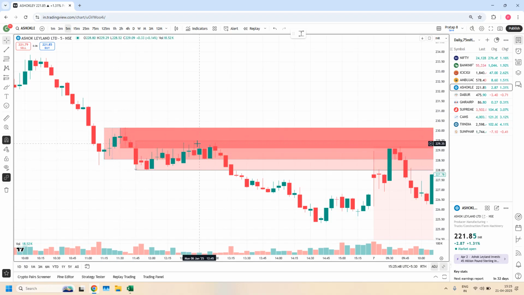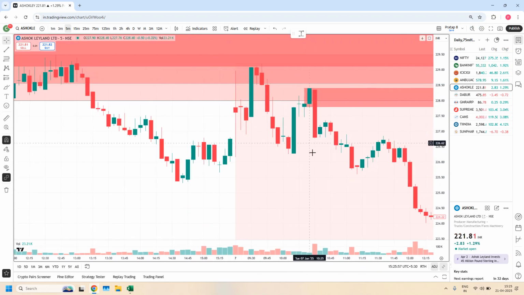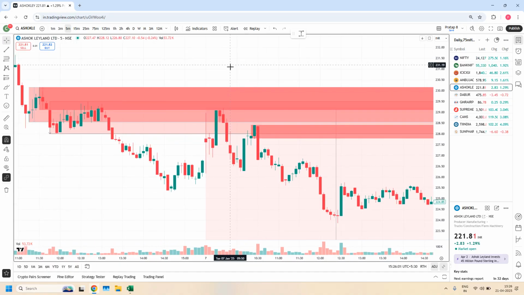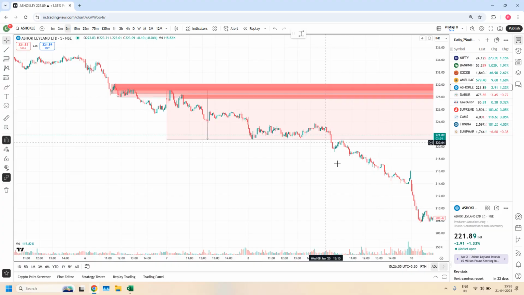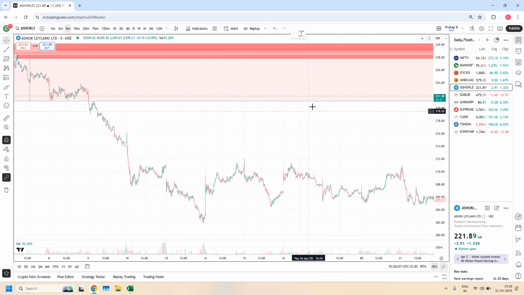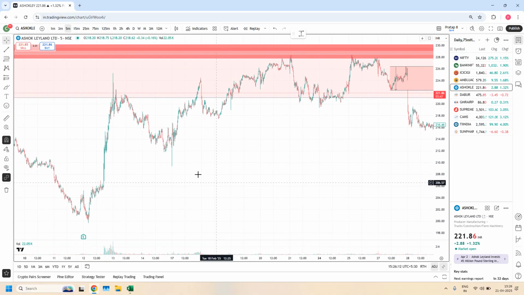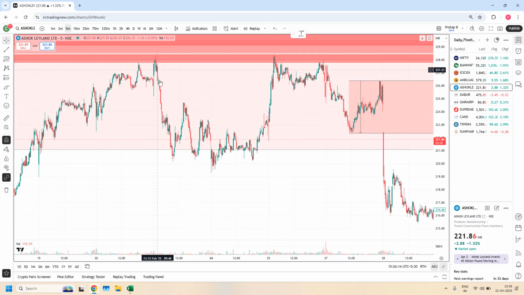This one is already tested, picked up the orders, came down. Second time, once again, it is tested. LOTL zone is created here. Again, prices came down. Here again, rally base drop. Why have I drawn this zone? Just want to show you, this area is acting as a high liquidity zone.